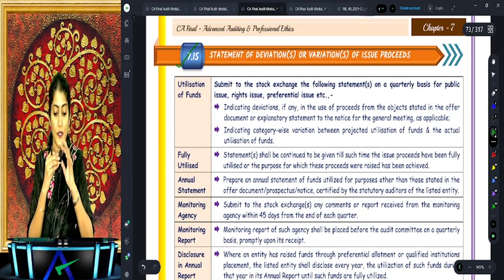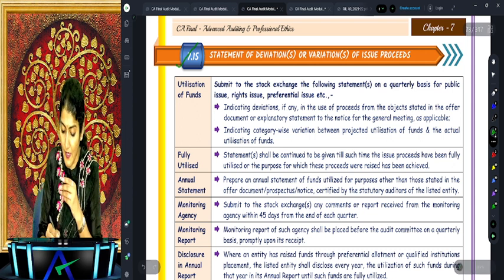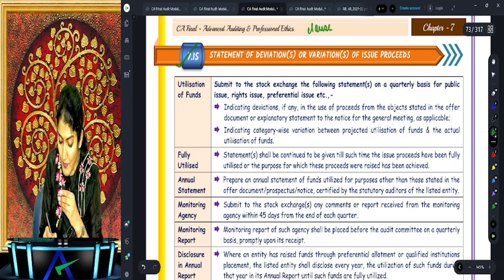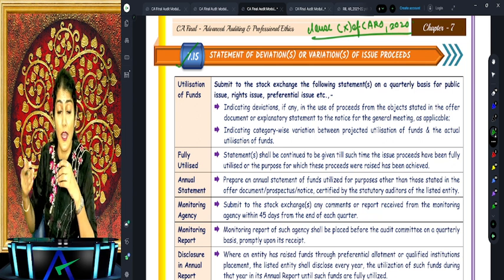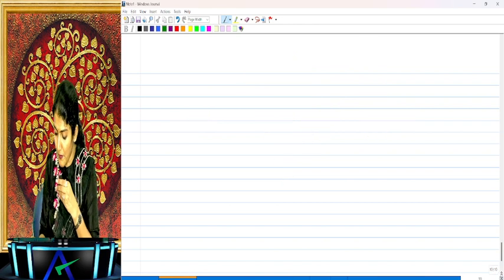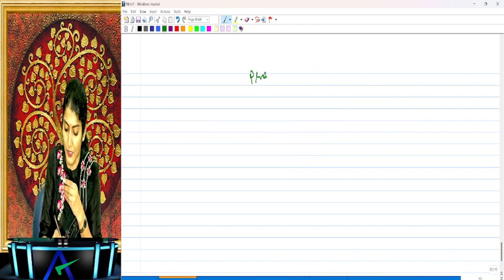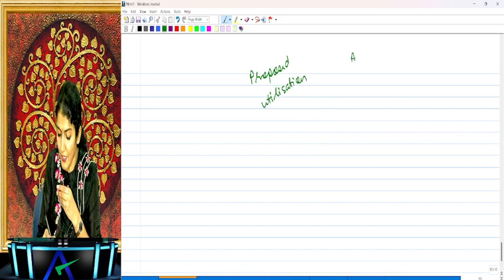Coming to the next question over there. Statement of deviation or the variation of the issue proceeds. 100% correlating to our clause 10 of CARO 2020. You remember clause 10? Issue proceeds. Right, so now utilization of the funds. So again, what you need to do over here is check for the proposed utilization and the actual utilization. Proposed utilization, and then there would also be the actual utilization of the issue proceeds.